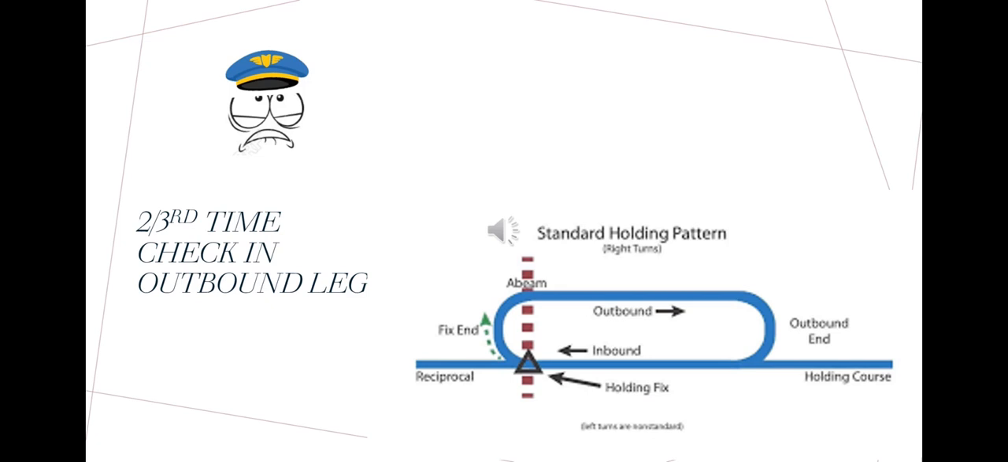2/3 time check in outbound leg. There are 2 position checks to be performed while flying in a holding pattern. The 2/3 time check while flying the outbound leg. The 60 degrees before check in the turn towards the inbound leg.